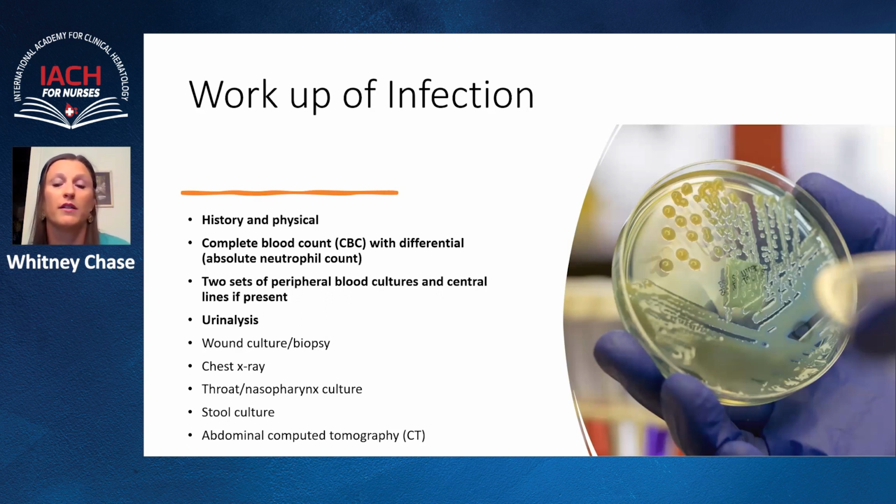We would want a CBC with differential to know what their white blood cell count is and their ANC. This information helps inform our level of risk for the patient and helps inform our antibiotic choice and the setting in which we treat them. Like if they're outpatient, do they need to be admitted? 2 sets of peripheral blood cultures and blood cultures from any central lines are recommended, as is urinalysis.